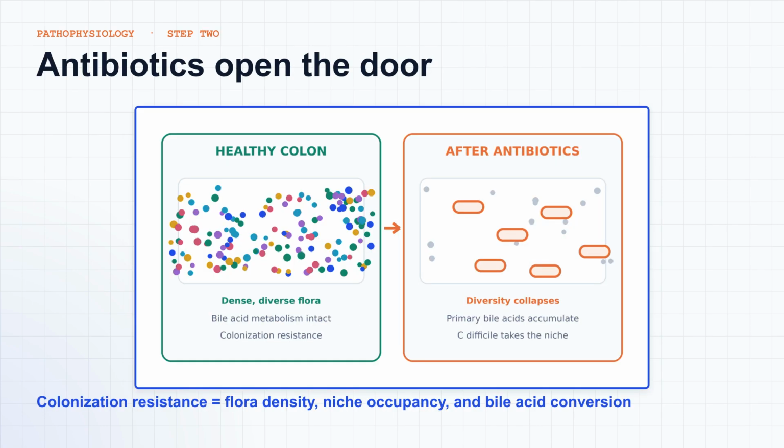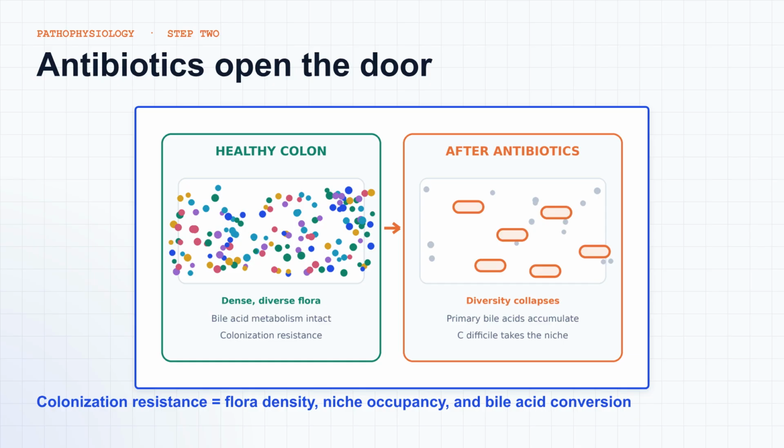Now the step that makes a healthy person vulnerable. Look at the left panel. A healthy colon holds a dense and diverse bacterial community. That community consumes nutrients, occupies the mucosal niche, and converts primary bile acids into secondary bile acids. Together, that is called colonization resistance, and it keeps C. difficile from taking hold. Now look at the right panel.